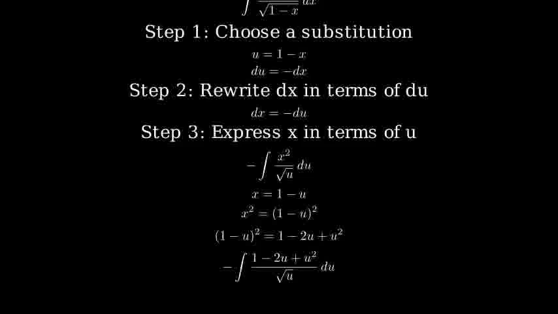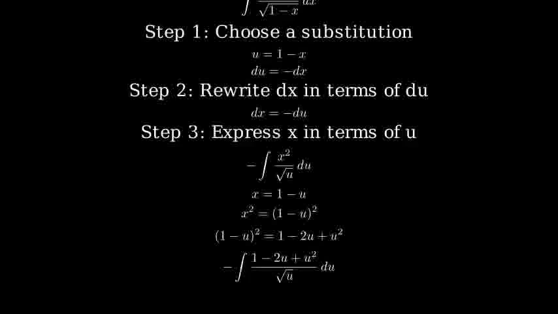Now, let's distribute the 1 over square root u to each term in the numerator. The integral becomes the simplified expression of negative the integral of square root u minus 2 times the integral of 1 plus the integral of u to the power of 3 over 2 times du. Let's integrate these three terms one by one.